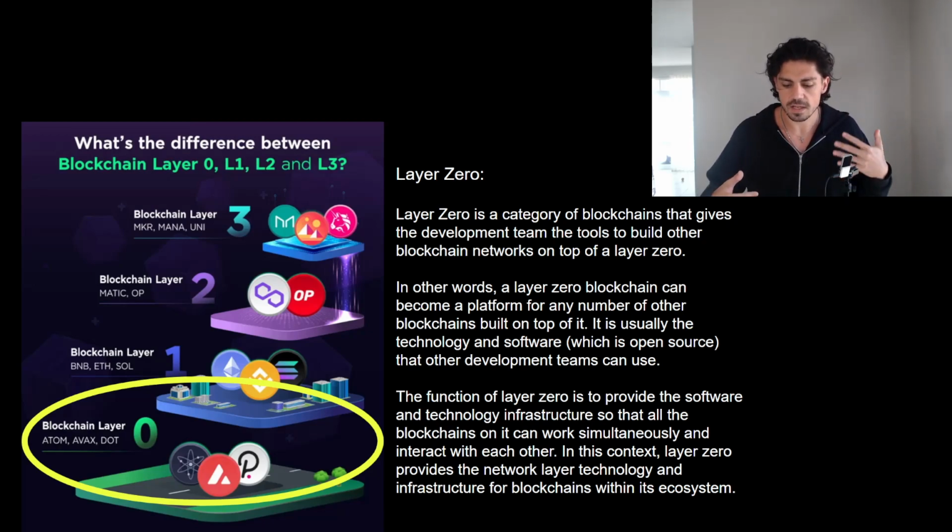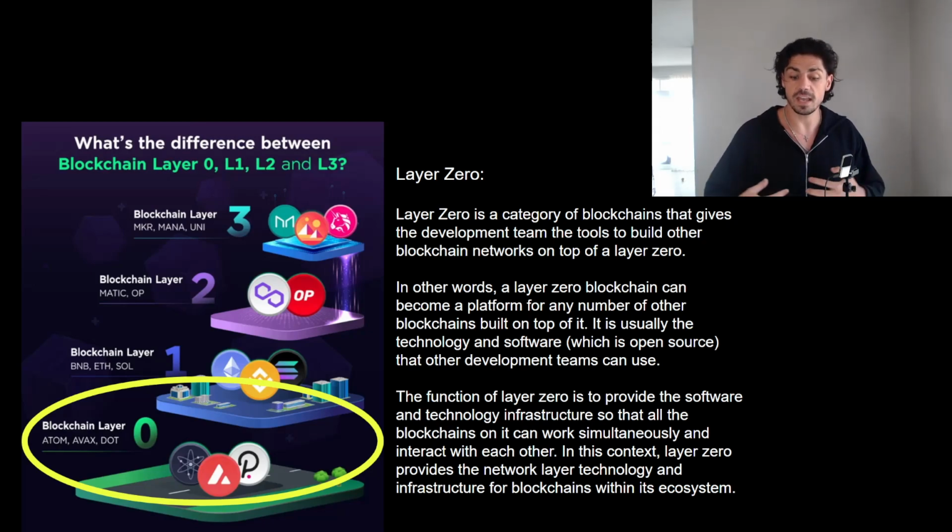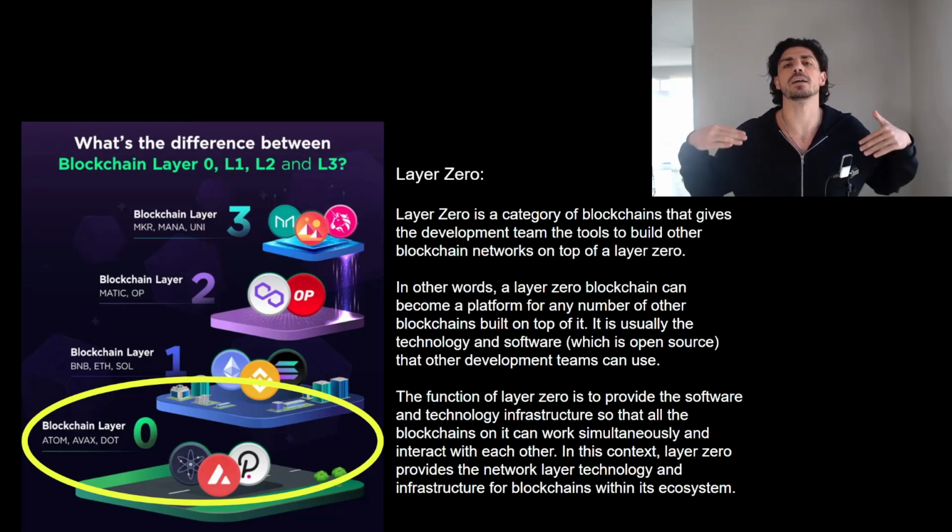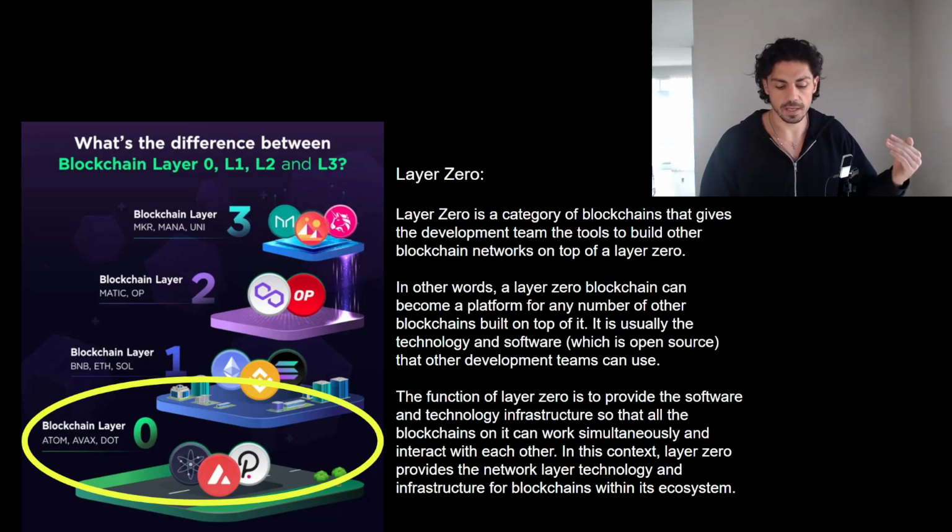The function is to provide the software and technology infrastructure so that all the blockchains on it can work simultaneously, right? And can actually interact with each other and work together. So, in this context, layer zero provides the network layer and infrastructure for the blockchains that are built on top of it, which can include a layer one.